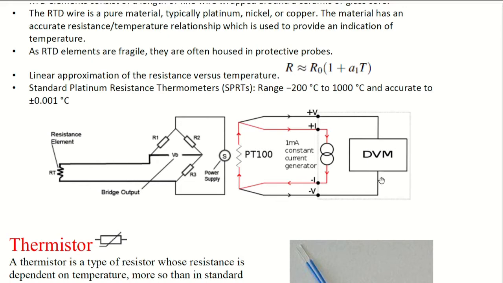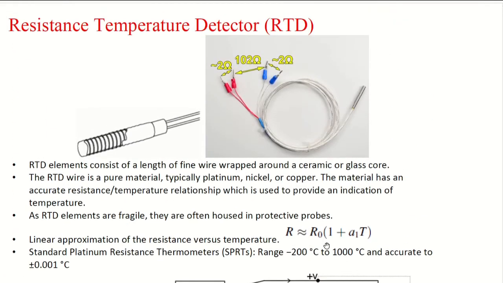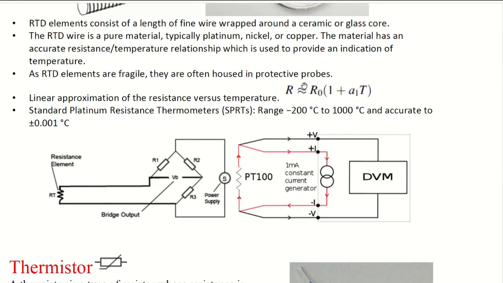So we use other wires, as you see here: you have the wires that conduct the 1 milliampere current, and the other ones that conduct no current and are linked to a digital voltmeter. So this is very accurate, but it requires this kind of system.